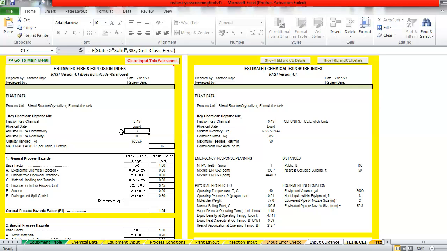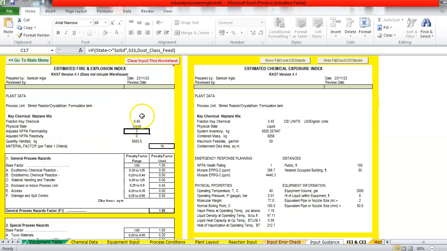This is basically an index, a number which indicates the scale of the flammability or explosion of the particular liquid, for which we have already filled the data here. According to that it will calculate the adjusted NFPA flammability. NFPA generally is called the National Fire Protection Association. It is a USA based association, so they have certain factors and certain indexes which indicate the flammability of a particular chemical. In this case it is given as 3 and the material factor is given as 16.